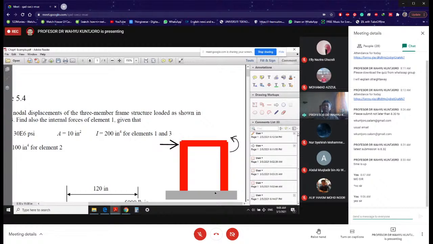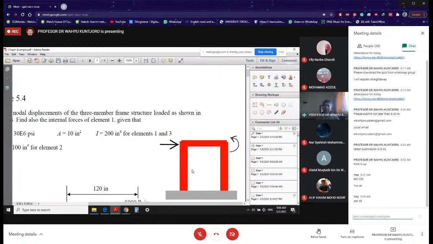Of course, you need to identify the material and the cross-sectional area. For each member, we have a vertical and a horizontal one here. And also make sure that you know the moment of inertia. So those are the data that you need to have.